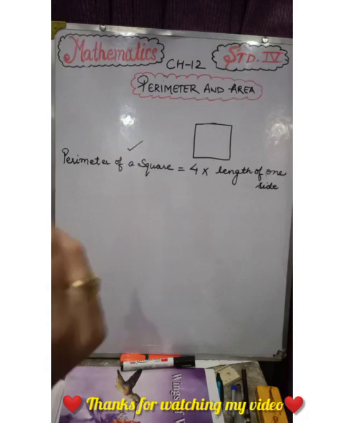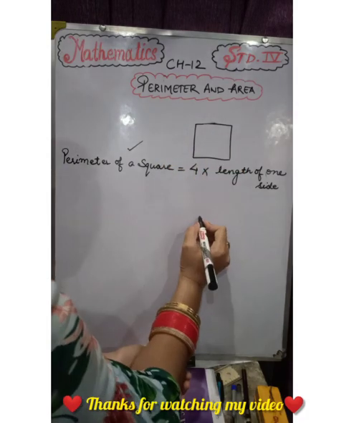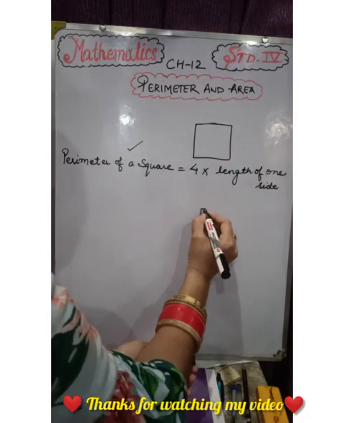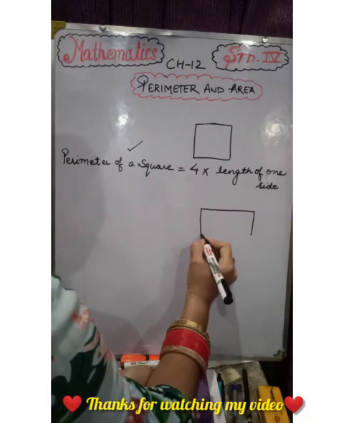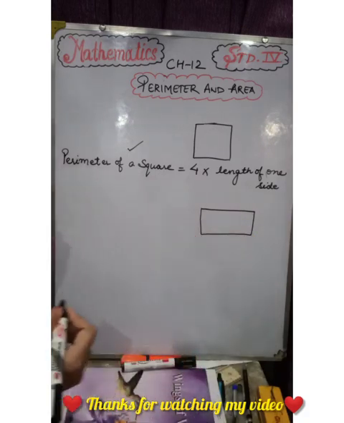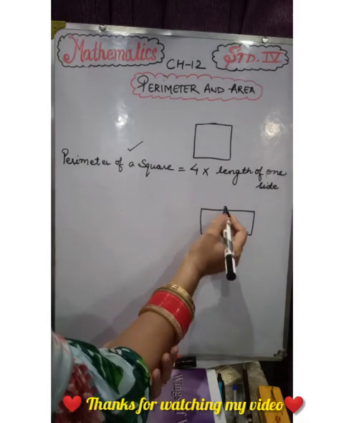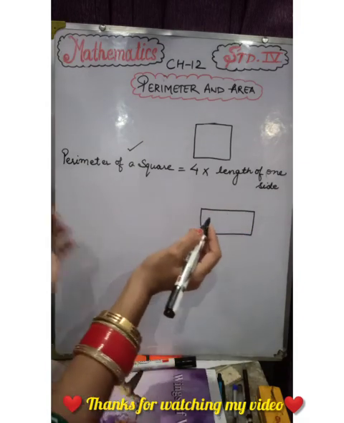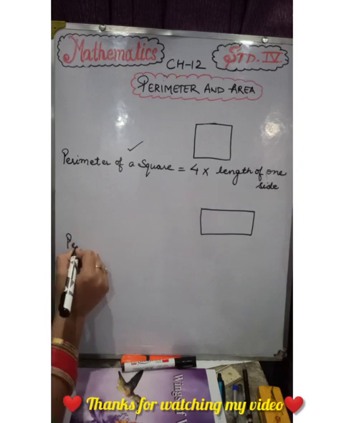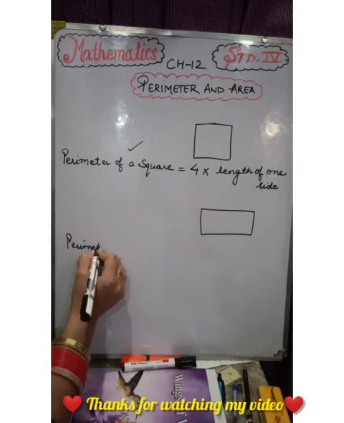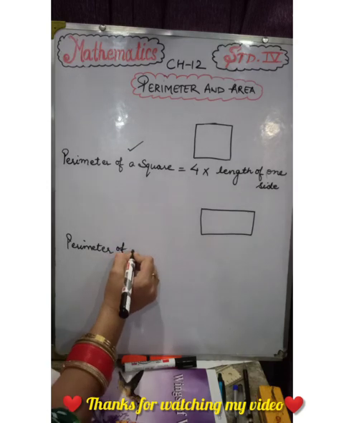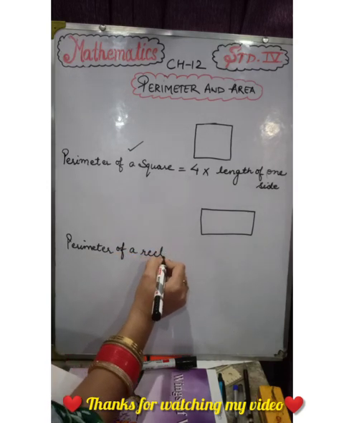Next is rectangle. This was square. Next is rectangle. What is the shape of rectangle? Like this, in which length and breadth are different. So opposite sides are equal in this. What is the perimeter of rectangle now? Perimeter of a rectangle.